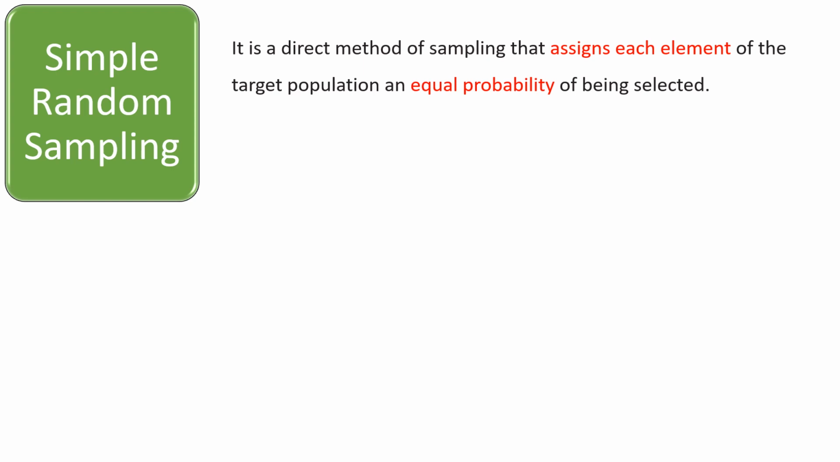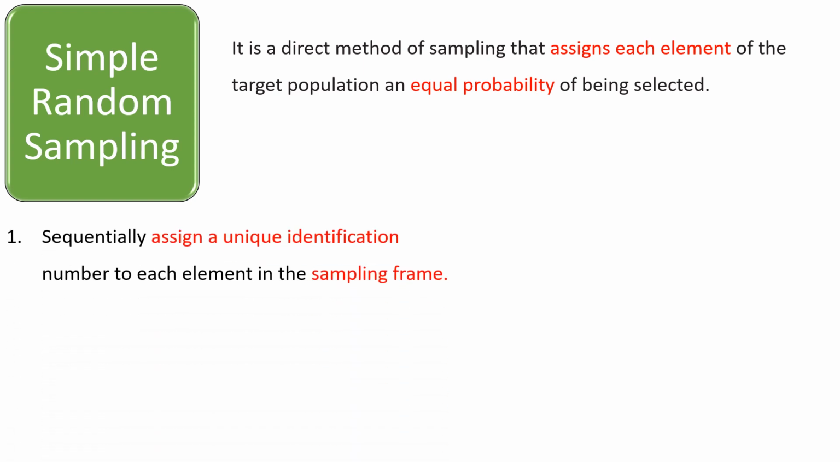There are procedures, by the way. When we use simple random sampling, we have to follow these procedures. The first step is to sequentially assign a unique identification number to each element in the sampling frame. After assigning unique identification, the second step is to determine the sample size. Actually, we will discuss how to determine the sample size in the next lessons.